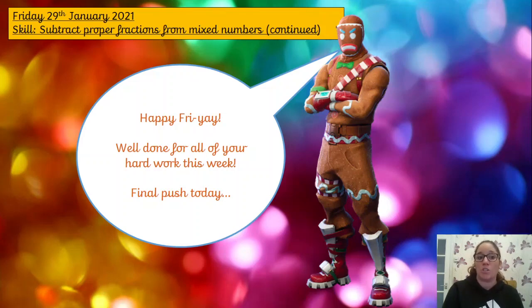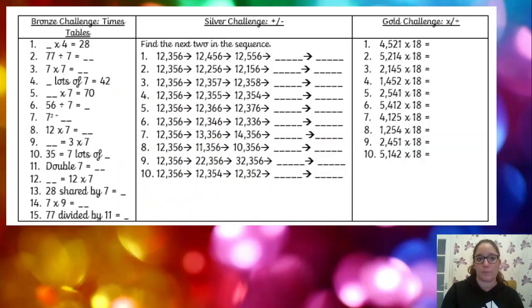So today we're going to continue practicing subtracting proper fractions from mixed numbers. But let's start with your arithmetic. You have got 7 times tables, you have got sequencing, and you have got a challenge of multiplying 4-digit numbers by 2-digit numbers. With the sequencing, make sure you're really checking your place value to see whether you're in the sequence, whether it's the thousands, the hundreds, tens, or ones, which is changing each time. Take your time with those and come back when you're ready for the answers.